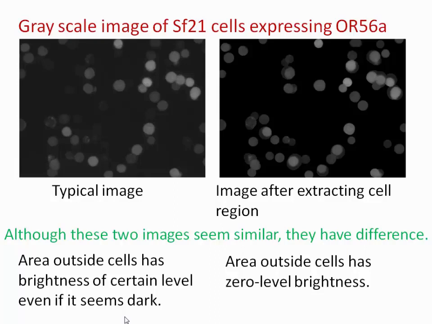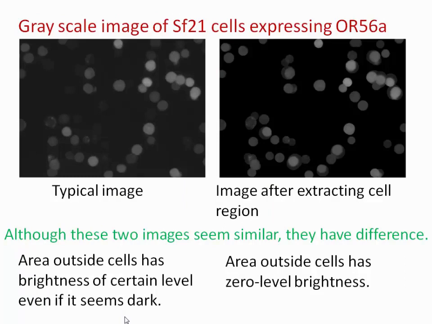First, this is the typical image of this system. After extracting the cell region, this one is the image after image processing. Although these two images seem quite similar, actually they have differences. Here, this is the area outside the cell. This one is a cell.